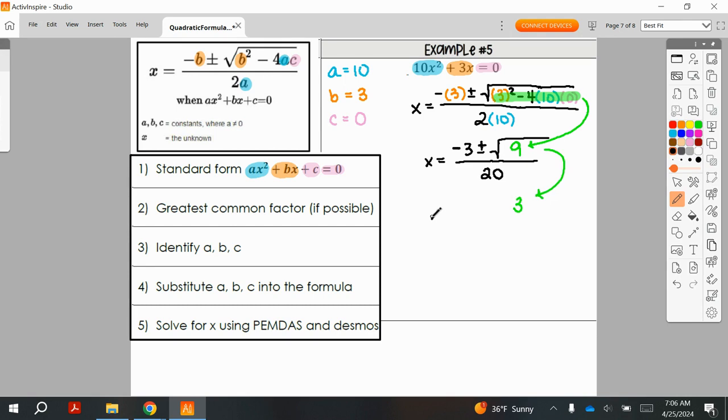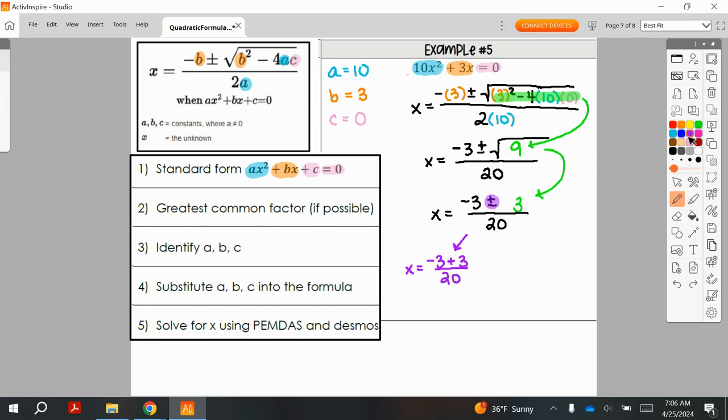And I'll keep everything else that we had, which is the x equals negative 3 plus or minus that square root of 9, which is 3 we just found, all over 20. Remember, now I break it up into my two answer options. X equals a negative 3 plus 3 over 20. That was the plus sign of our plus or minus.